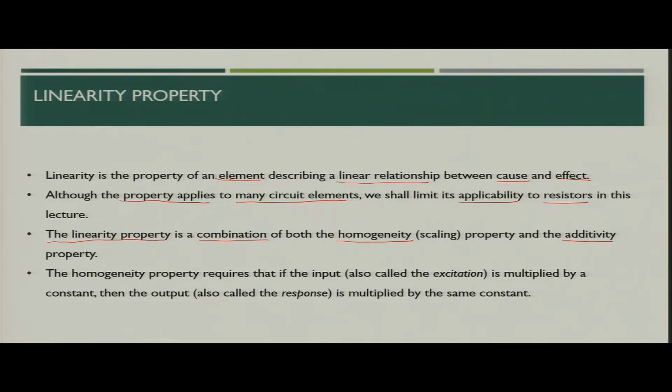Now, what is homogeneity? Homogeneity is the property which requires that if the input, or you can say the excitation of the network, is multiplied by a constant, then the output is also multiplied by the same constant. That means your excitation and response have homogeneity. If you scale up a particular voltage input by say constant k, the output effect, that may be the voltage across a particular element or current flowing through that element, will also be multiplied by the same constant k.